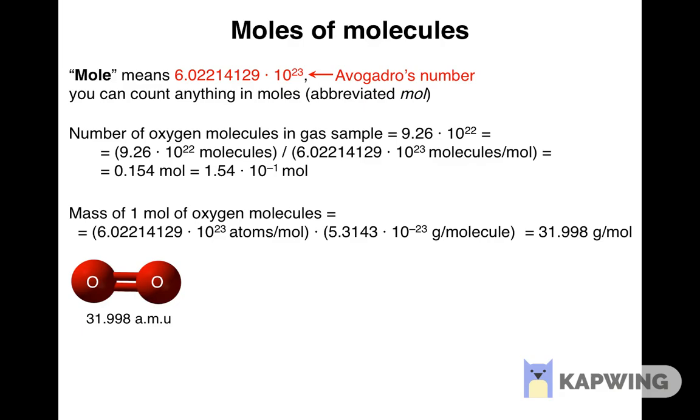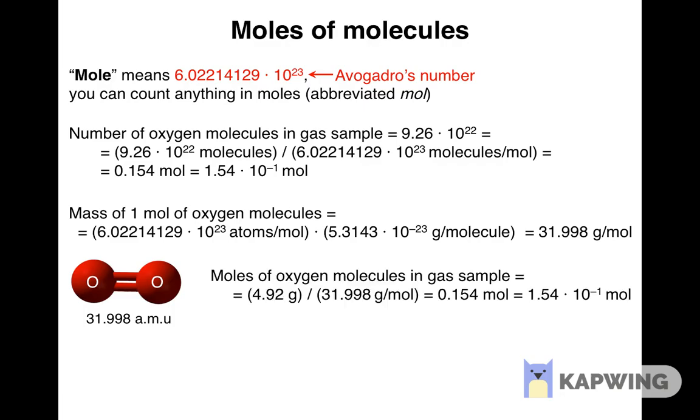Now, if this is true, we can calculate the number of moles of oxygen molecules in a sample of oxygen gas with a mass of 4.92 grams simply by dividing this total mass of the sample by the mass of 1 mole of oxygen molecules. That is the molar mass. And we get 1.54 times 10 to the minus first power moles of oxygen molecules. The same result that we got before, without having to deal with very large or very small numbers.